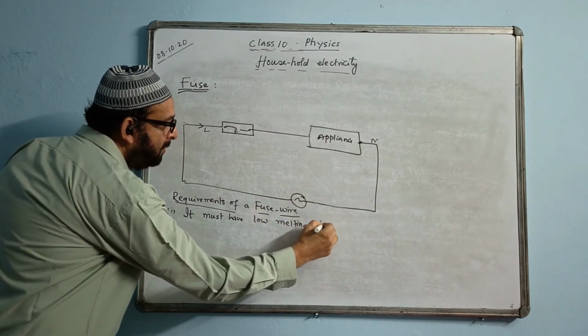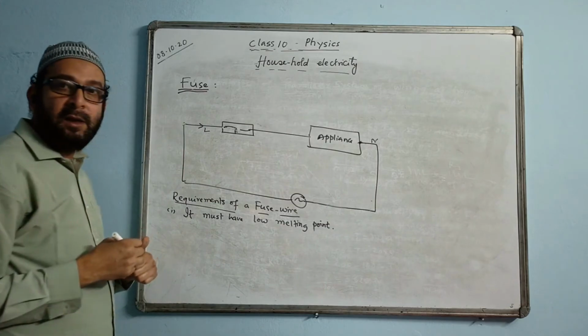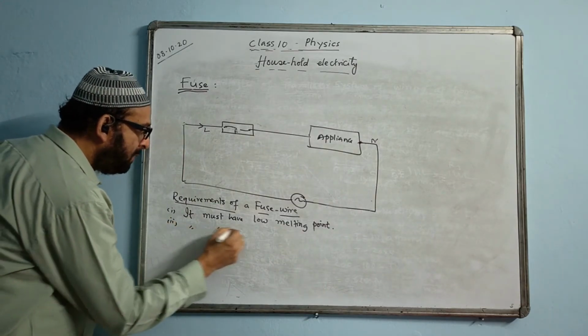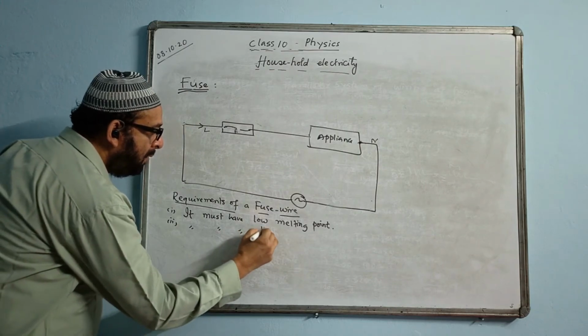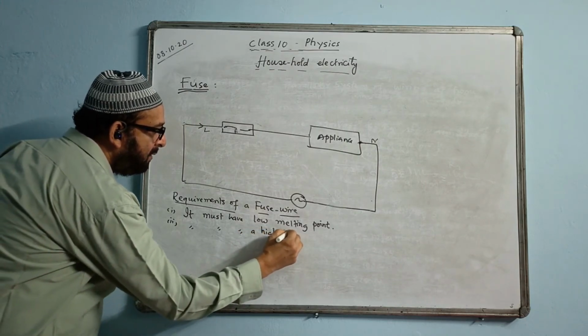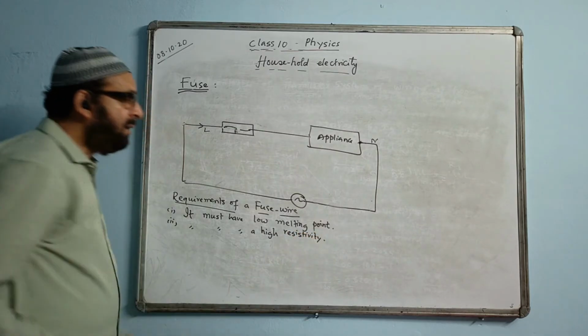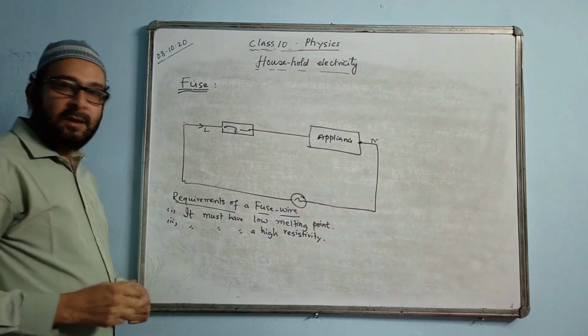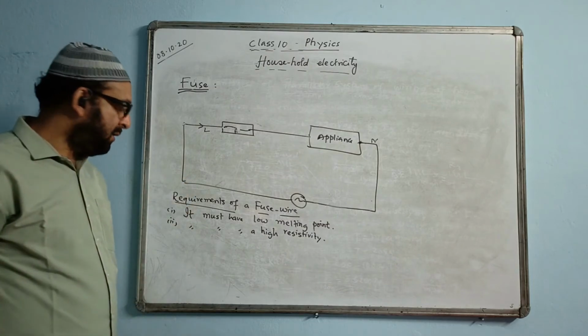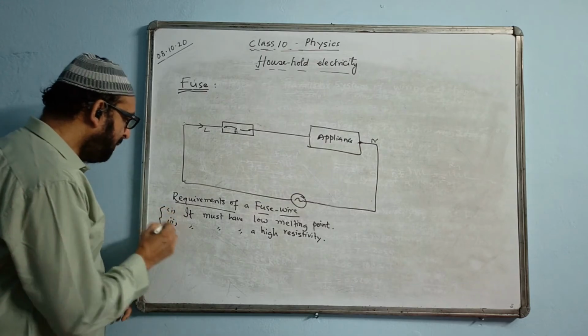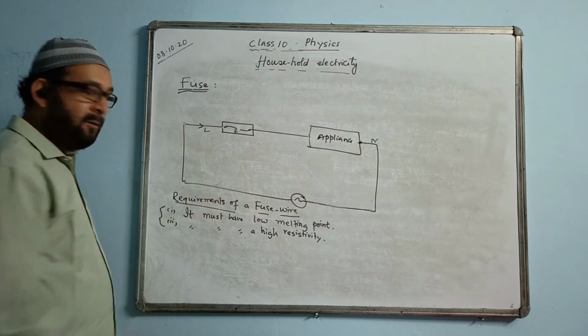Please write it down and try to understand also. It must have a low melting point. And number two, it must have a high resistivity. Resistivity is a word coming from resistance. It must have sufficiently high resistance. So two requirements are there for a fuse wire.